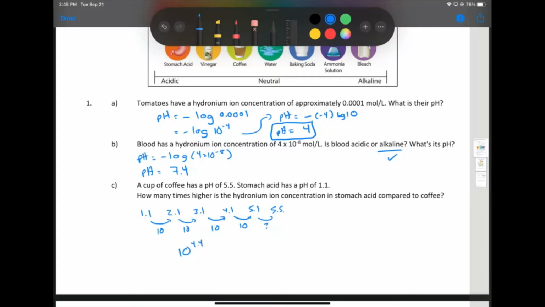So that's actually the power I'm going to put on 10. That last jump from 5.1 to 5.5 is not 10 times bigger. It's 10 to the 0.4 times bigger because it's only 4/10 of the way along the magnitude. 10 to the exponent 4.4. I know it's going to be over 10,000 and less than 100,000, but where exactly in between, I'm not sure. My calculator says it's 25,119. I'll round off there.